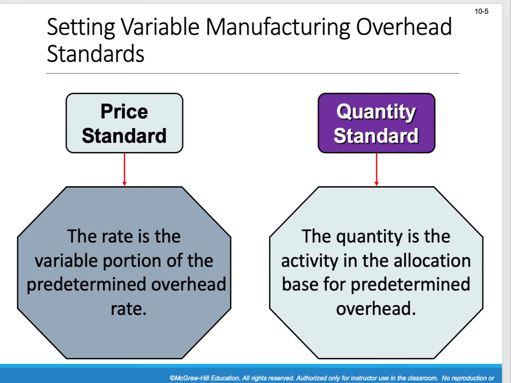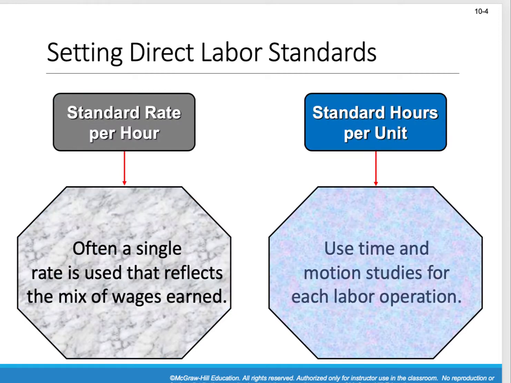The important takeaway from this is just that there are standards, right? There's a standard price for direct material, direct labor, manufacturing overhead. There's a standard quantity for all 3 of those inputs, right? DM, DL, and MOH, okay?